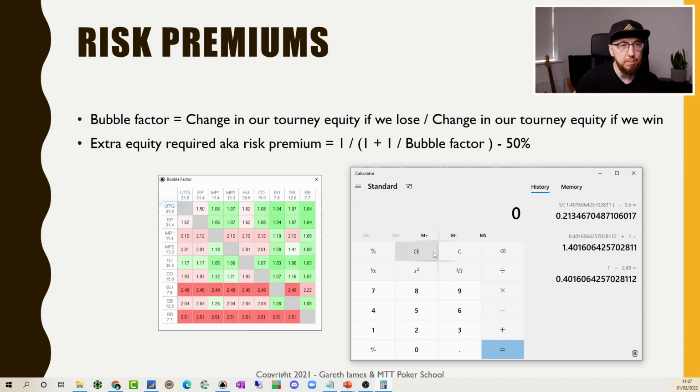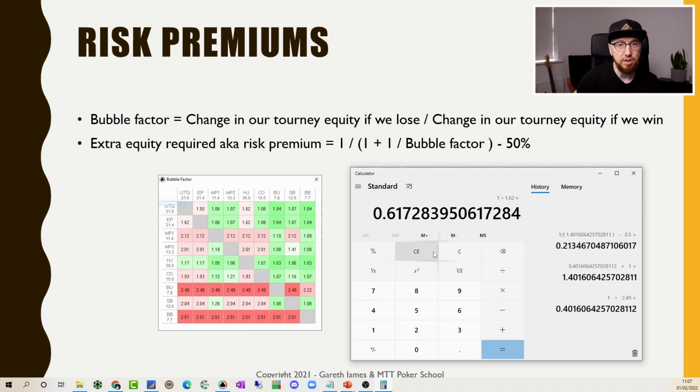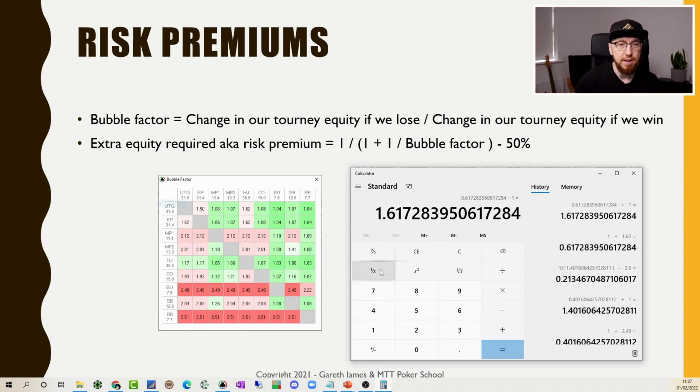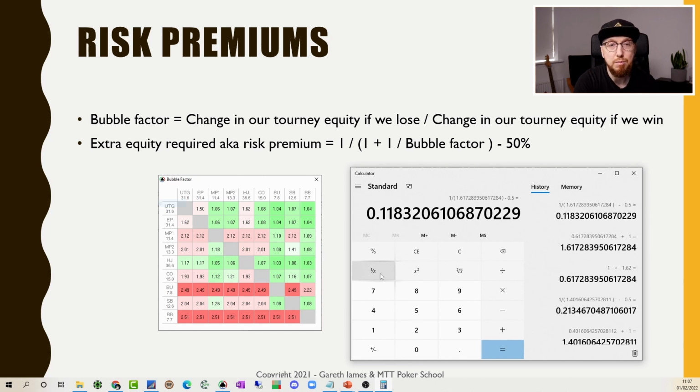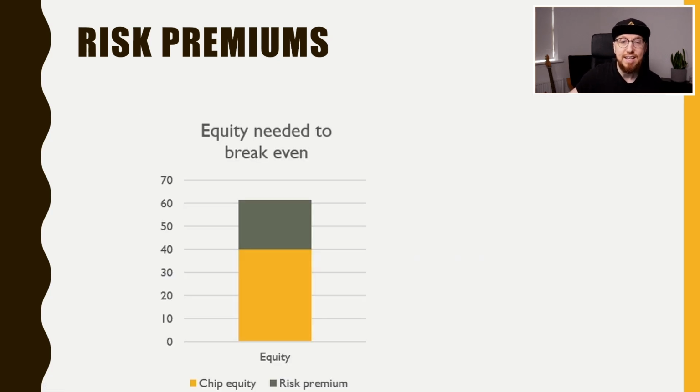Let's do another quick example. Let's take EP versus under the gun. So 1 divided by 1.62, add 1, and then 1 over x, 61.83, take away half, and we get 11.8%. As you can see in this little chart here, we've got the chip equity, the equity required to make a break-even call for chips. And then we have this extra equity required, and that's the risk premium. You can see the higher the bubble factor, the higher the risk premium.